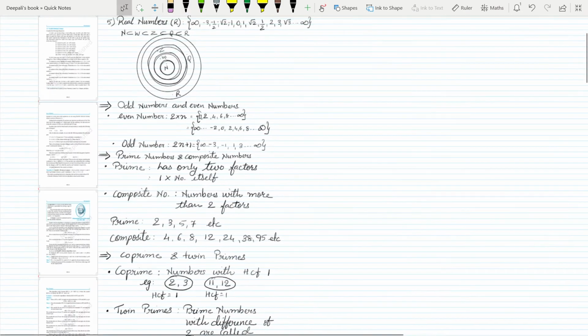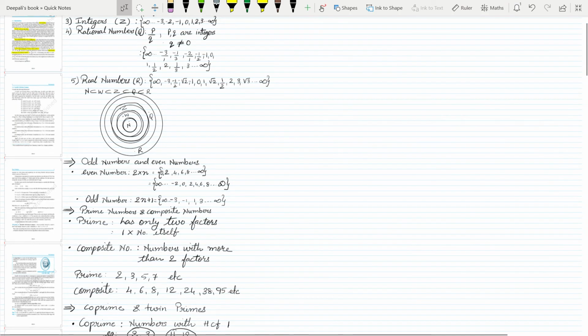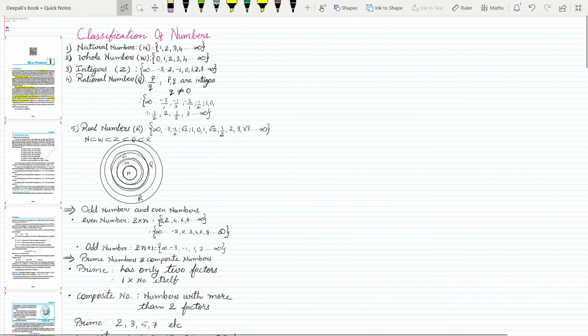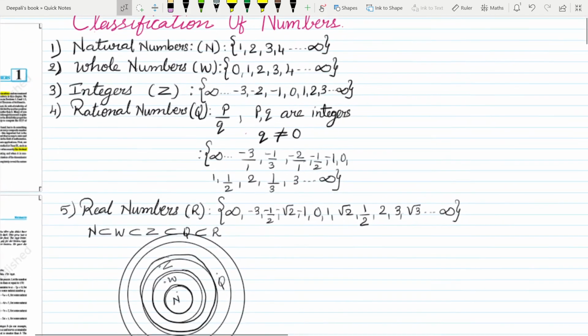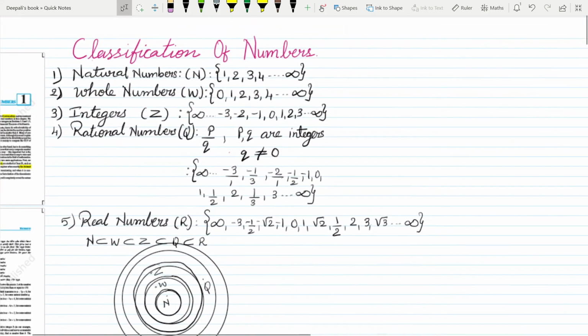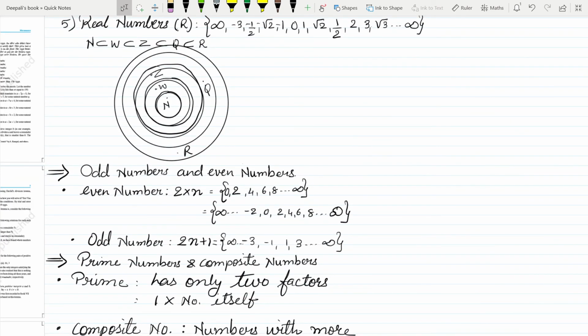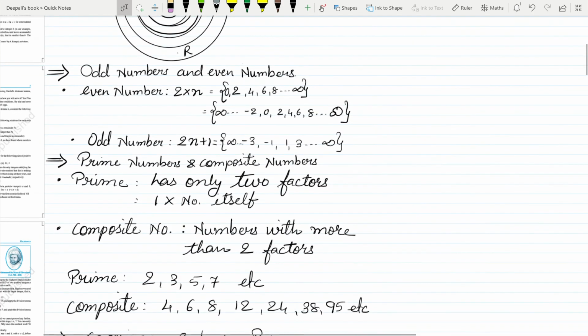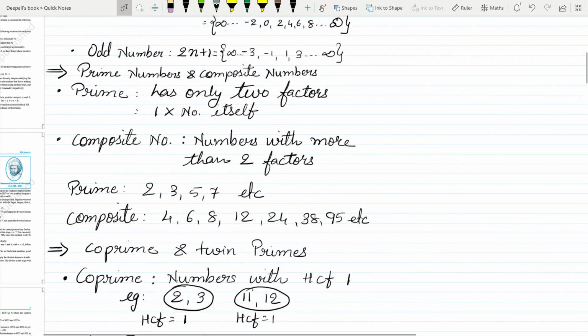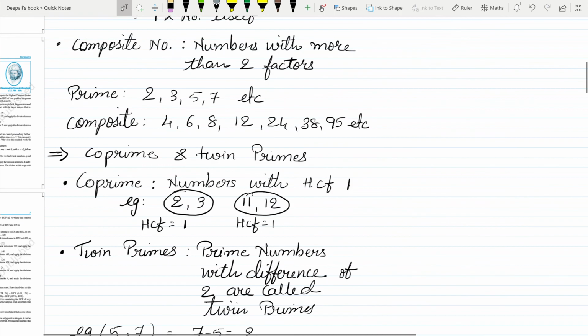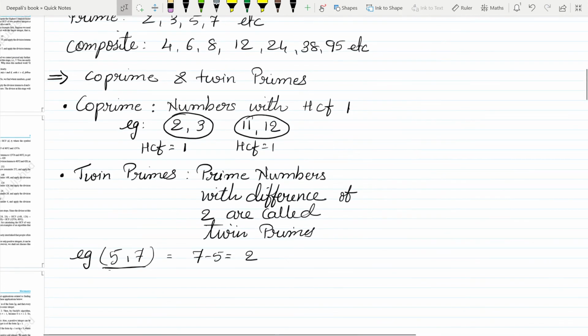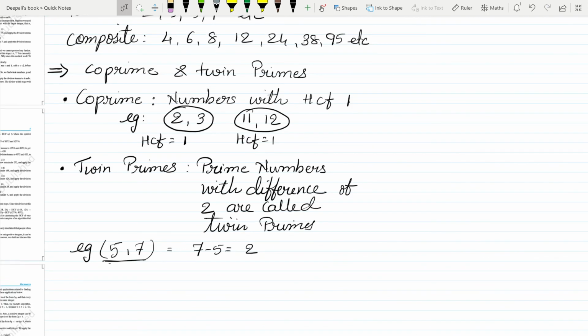So we classify the numbers into various groups. Summing up this session, we classified numbers as natural numbers, whole numbers, integers, rational numbers, and real numbers; odd numbers, even numbers, prime numbers, composite numbers, and coprimes and twin primes. In the next session, we are going to study various methods of finding HCF, that is, highest common factor.